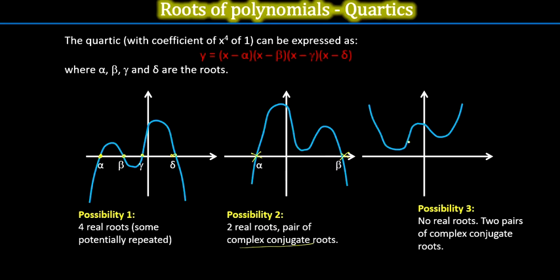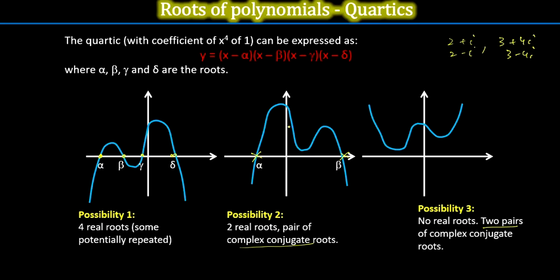Another possibility is that there are four complex roots, but in the form of two pairs. For example, 2 plus i and 2 minus i, and 3 plus 4i and 3 minus 4i. We get two pairs of complex roots, not one pair, two pairs. And again the same condition: the complex conjugates are there if all the coefficients in the equation are real.